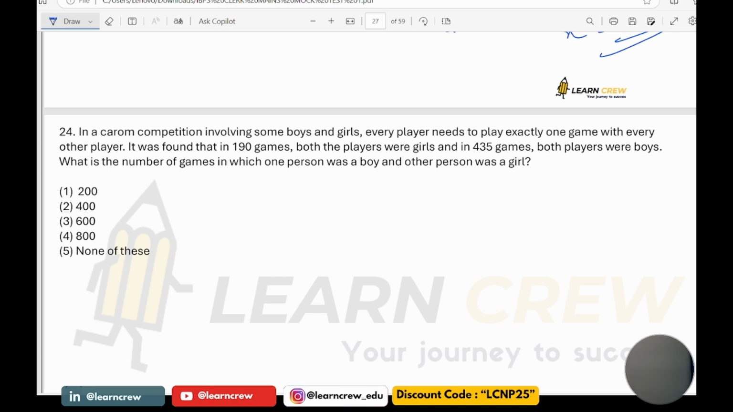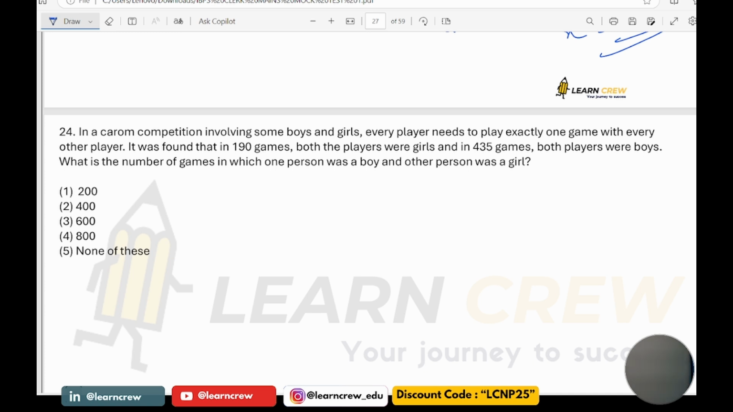So here, next question number 24. In a carom competition involving some boys and girls, every player needs to play exactly one game with every other player. It was found that in 190 games both the players were girls, and in 435 games both players were boys. What is the total number of games in which one person was a boy and the other person was a girl?